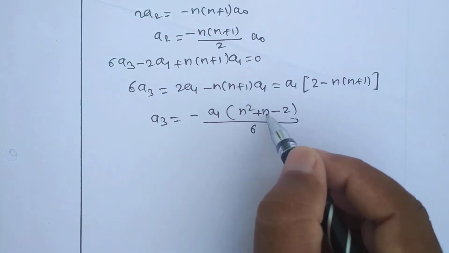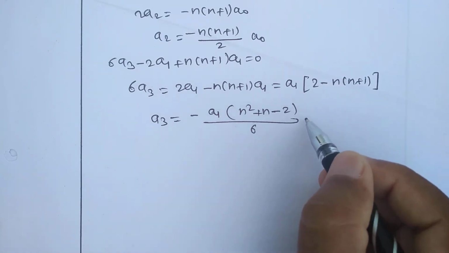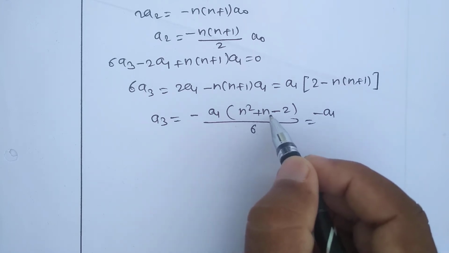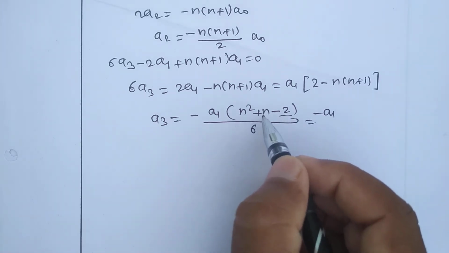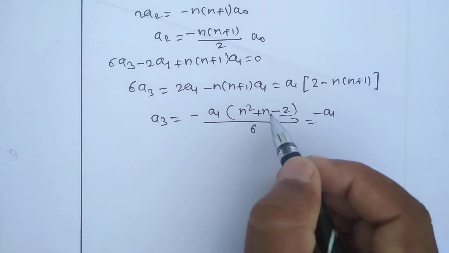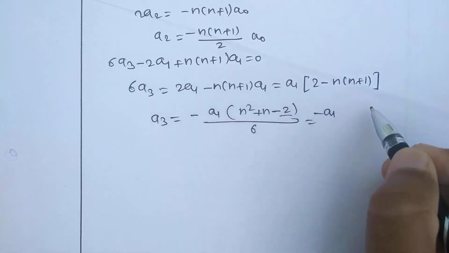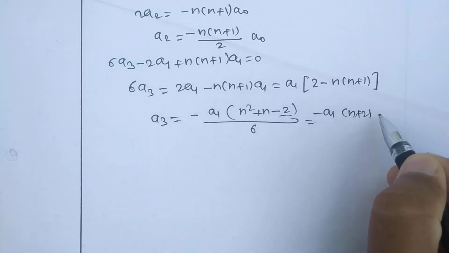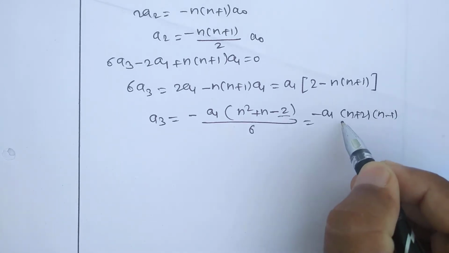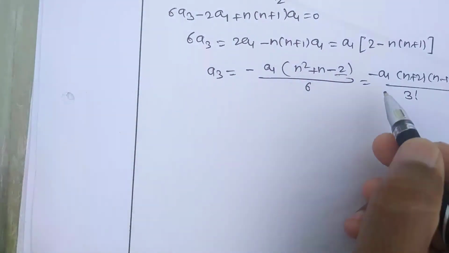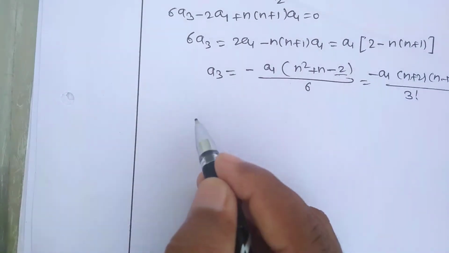Now this n square plus n minus 2 we can factorize. So this minus a1 as it is. How to factorize it? We require the multiplication to be minus 2 and the addition to be plus 1. Which are the two numbers having multiplication minus 2 and addition plus 1? These two numbers are plus 2 and minus 1. So we can write this factor as n plus 2 times n minus 1, and 6 can be written as 3 factorial. So this is the value of a3 in terms of a1.